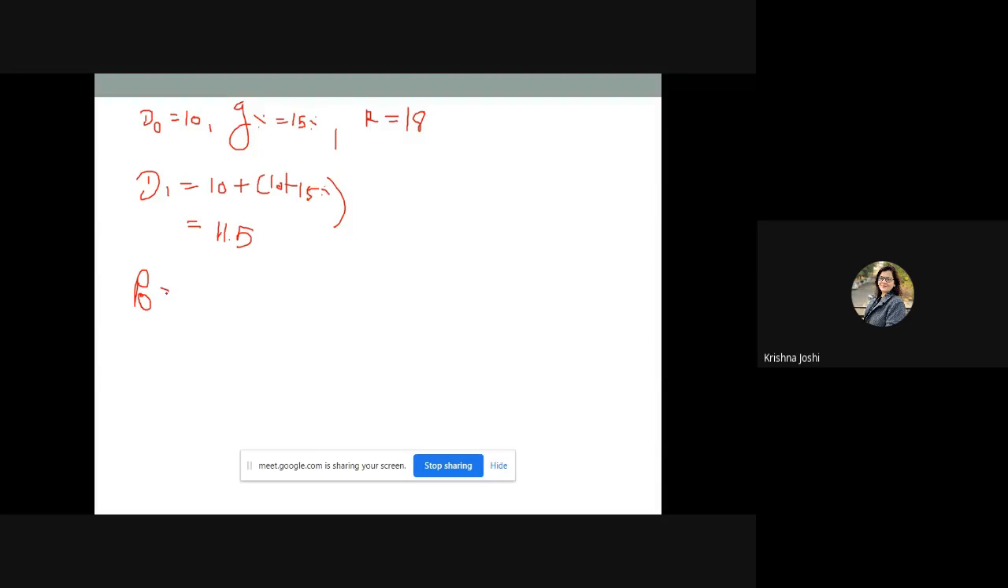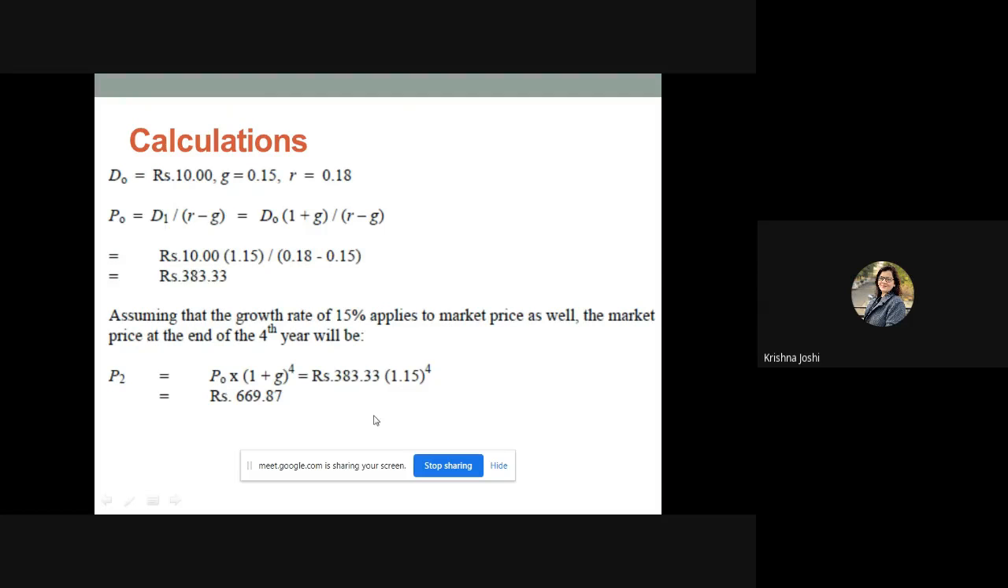P0, what is the P0? 11.5 divided by 18 minus 15, or 0.18 minus 0.15. So 11.5 divided by 3. What is the answer? 3.83. 383 is the answer, right? See, this is the same. 383 था आपका answer? Yes, ma'am.